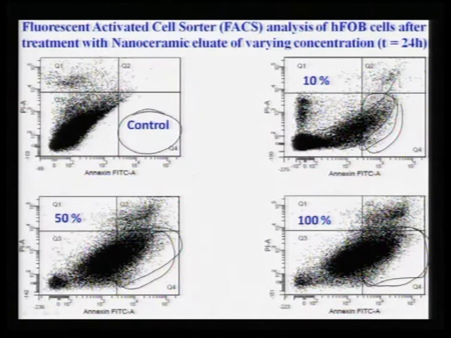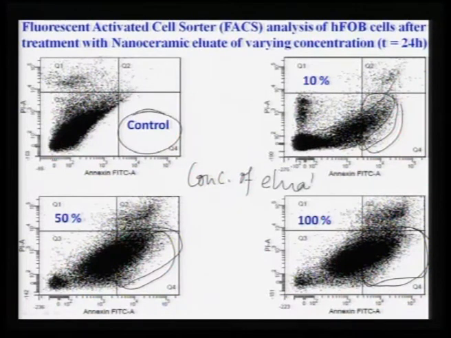So, there are two things. One is your concentration of eluate, and one is your treatment time. With 24 hours you see that with higher and higher concentration, more cells are going to the early apoptosis stage and necrotic stage.